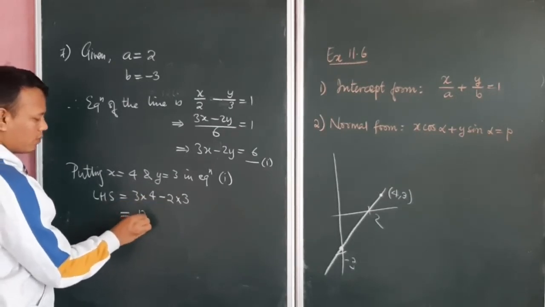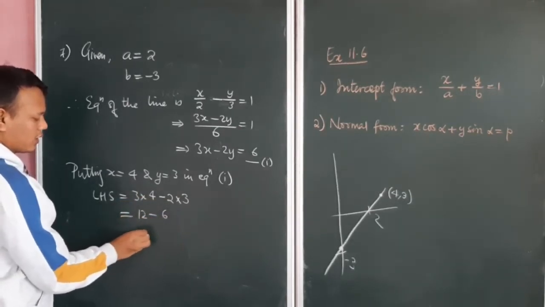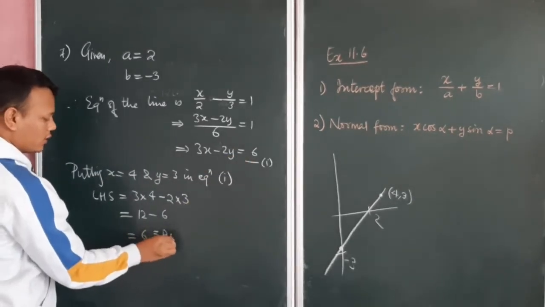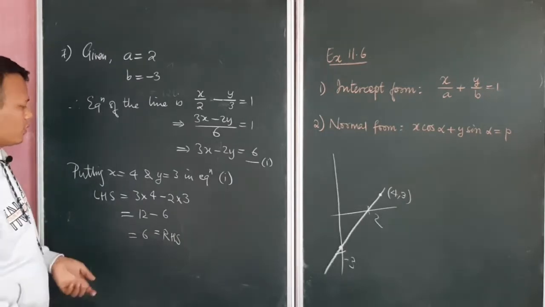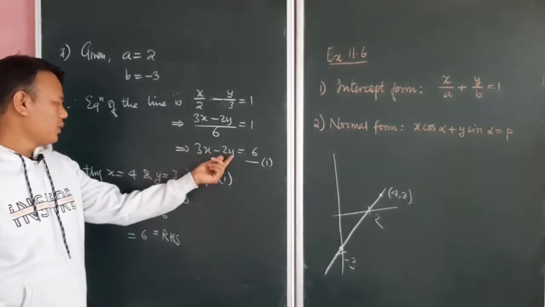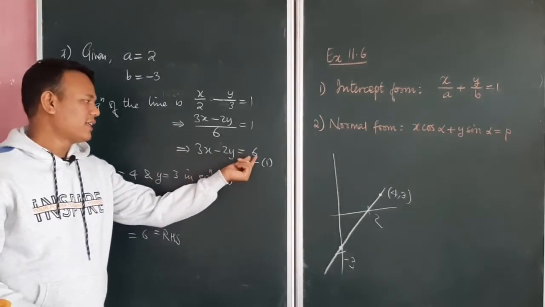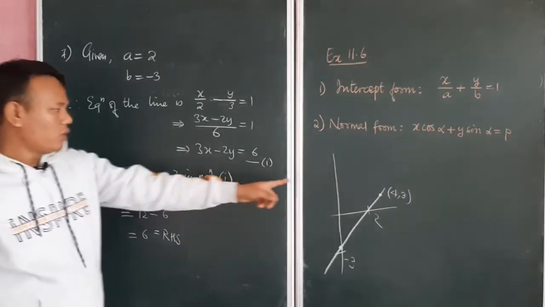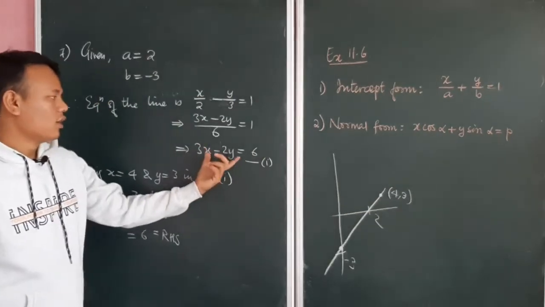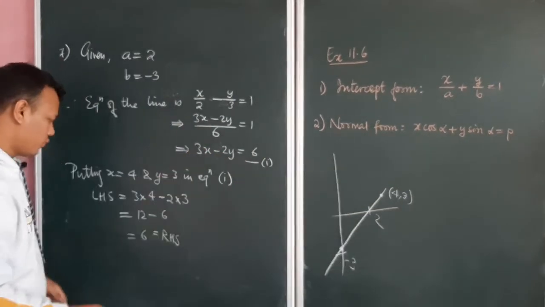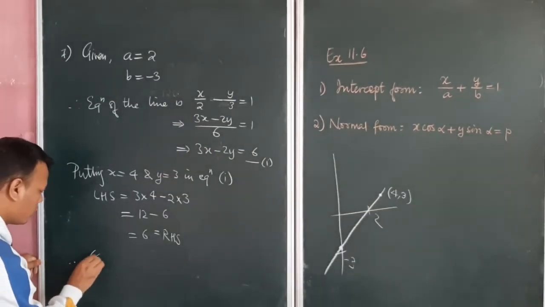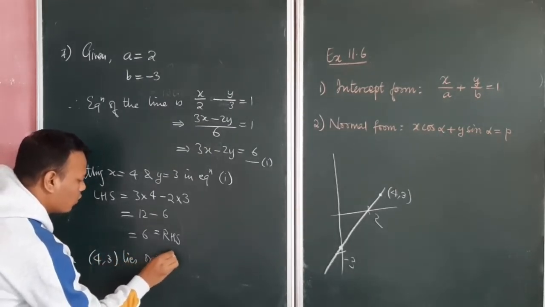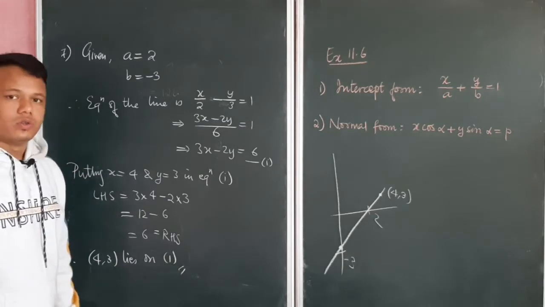3 4s are 12, minus 6, so 12 minus 6 is 6. Now see, we got 6, isn't it? So this is equal to the right hand side. So basically when I substitute the value of x to be 4 and y to be 3, then I am getting exactly 6. So this means that the point 4 comma 3 lies on the line 1. Therefore, 4 comma 3 lies on 1. So you may pause the video to note down.